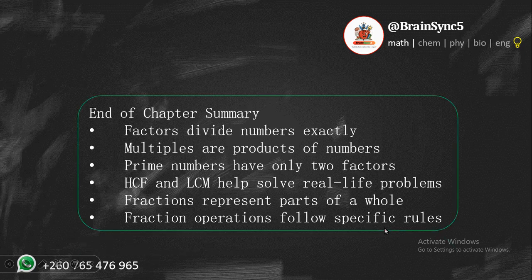But before you go, here is a quick summary. You can take a screenshot if you want of this one. What we did was about factors: they divide numbers exactly. Prime numbers have only two factors, which are the number itself and one. Highest common factor and lowest common multiple help solve real life problems. A fraction represents part of a whole number. Fraction operations follow specific rules.